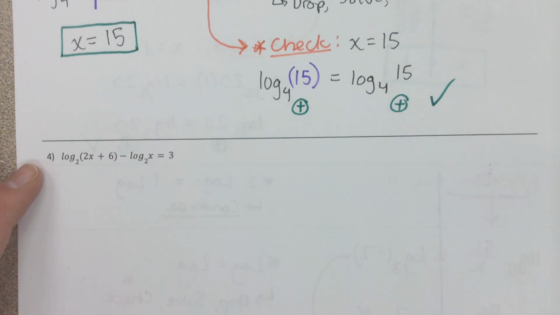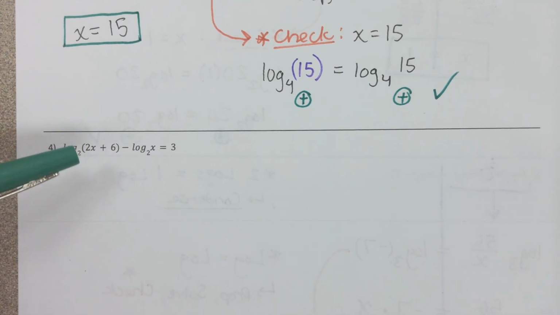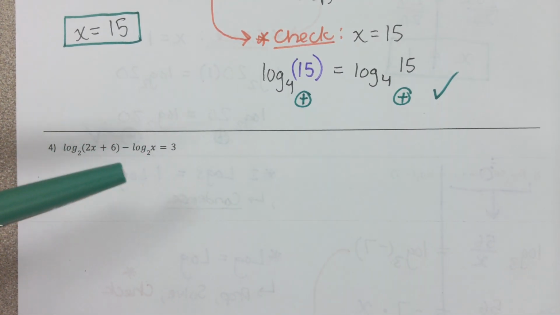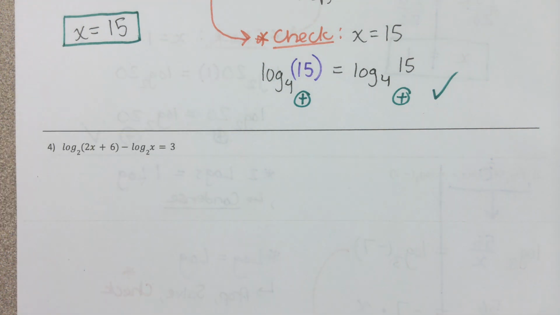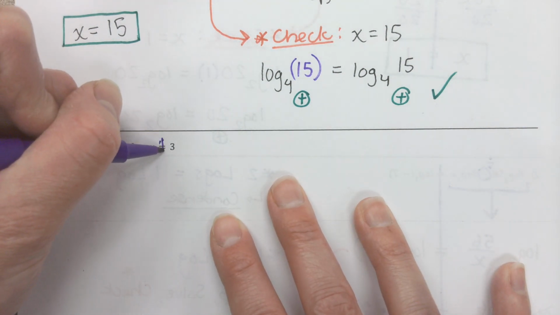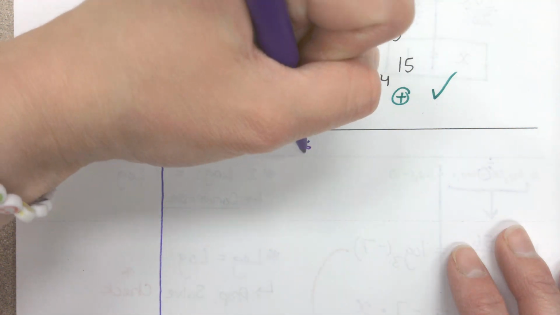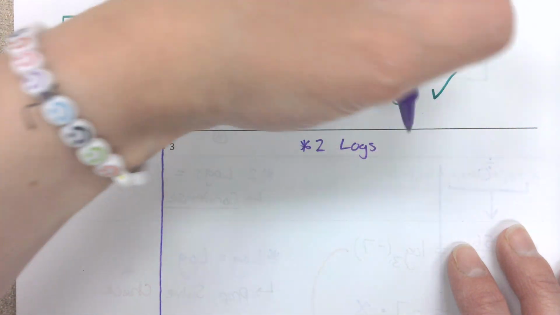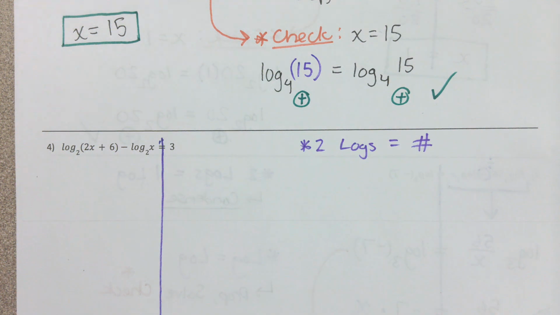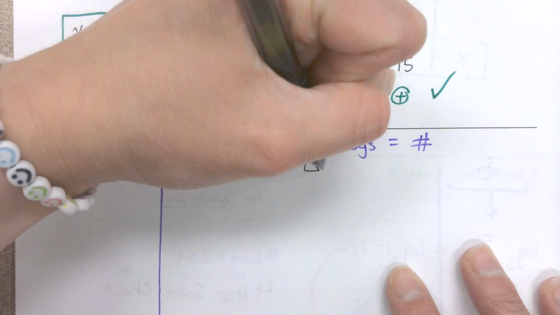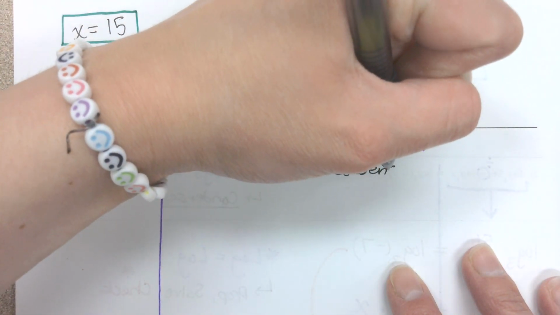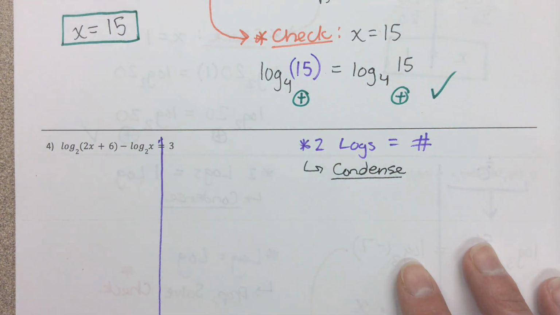Okay, number 4. Log base 2 of 2x plus 6 minus log base 2 of 3, or log base 2 of x equals 3. We have a different problem type here. Right now we have 2 logs on the left and a number on the right. So this is 2 logs equals number. Still not acceptable to have 2 logs on one side of an equation, so you must condense. So we condense.